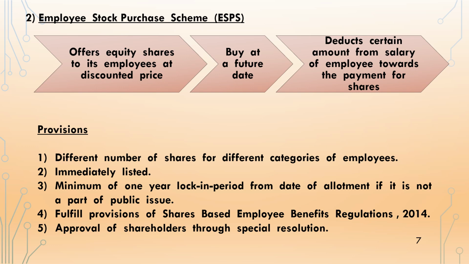Lastly, even in ESPS, approval of shareholders is a must through passing of a special resolution. So this is the second scheme meant for the employees. Let us now move towards the third scheme meant for the employees, that is Stock Appreciation Right Scheme, which is also called SARS.